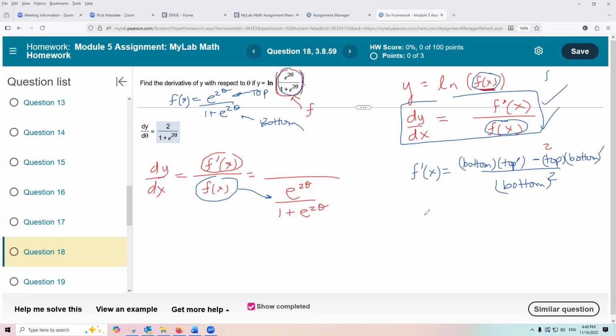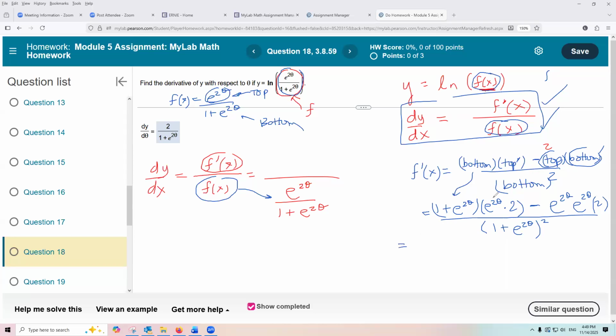All right, so let me plug in here. The bottom is 1 plus e to the 2 theta. The derivative of the top is e to the 2 theta times 2. I'm using the chain rule for that. Now I need the top, which is e to the 2 theta, times the derivative of the bottom, which is e to the 2 theta times 2. All over the bottom squared, which is 1 plus e to the 2 theta squared.